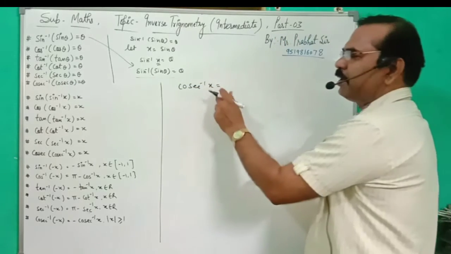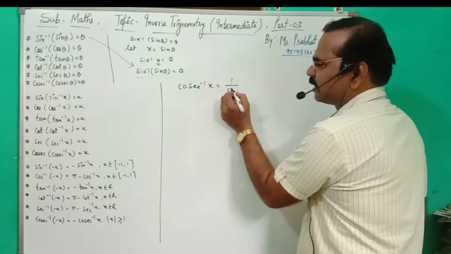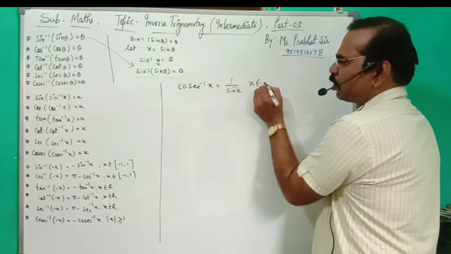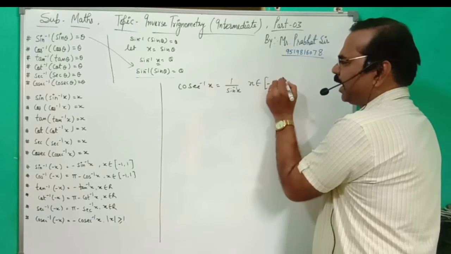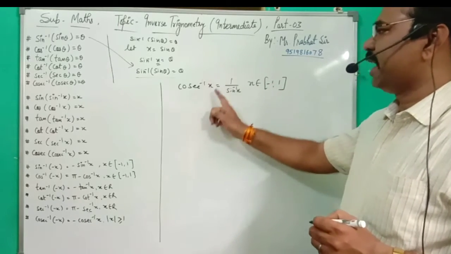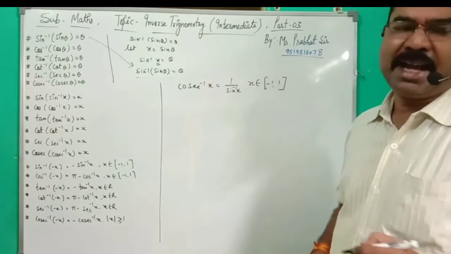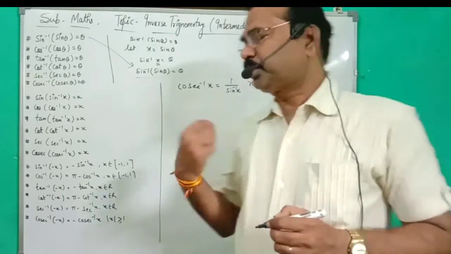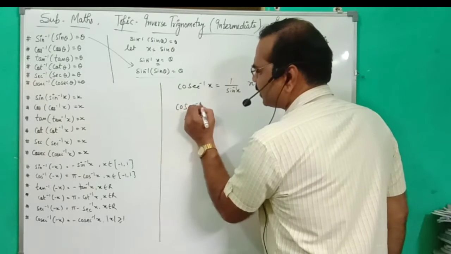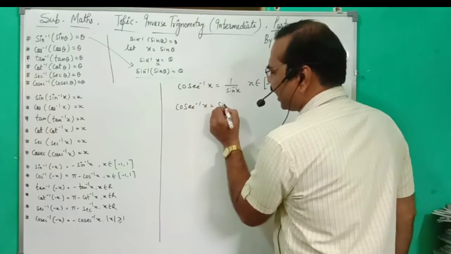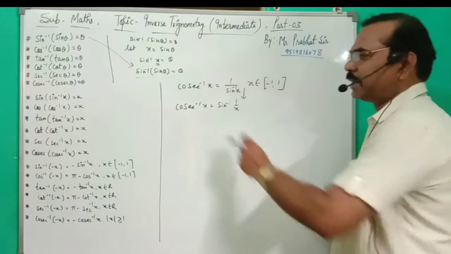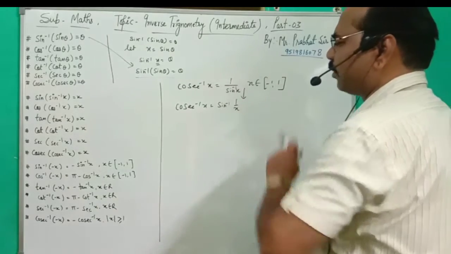x. Cosec inverse x we can write as 1 upon sin inverse x, where x belongs to minus 1 and plus 1. Cosec inverse x is equal to 1 upon sin inverse x. Now next one, that is also cosec inverse x, so we can write sin inverse 1 upon x. That is another form: cosec inverse x equals sin inverse 1 upon x.